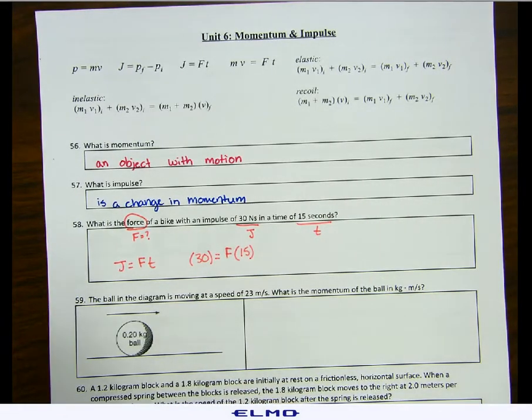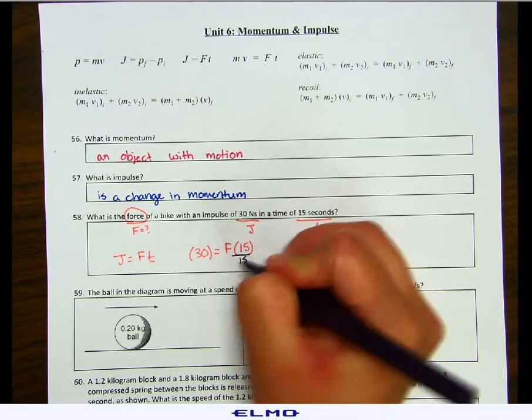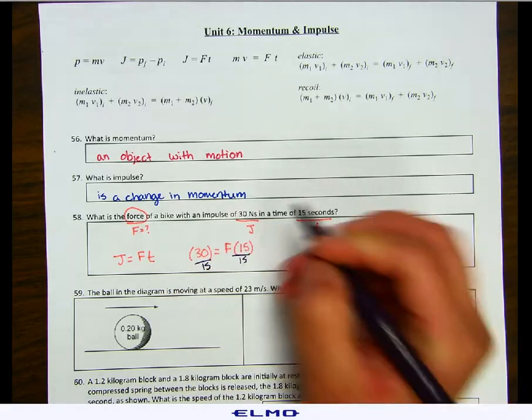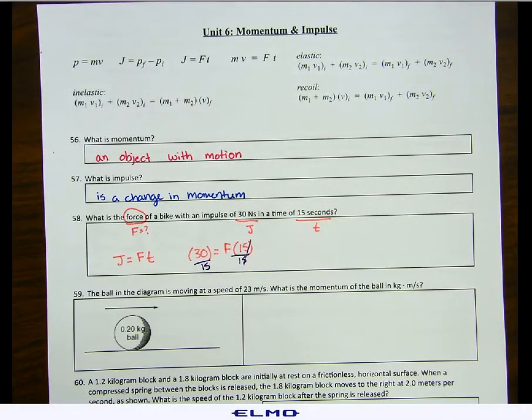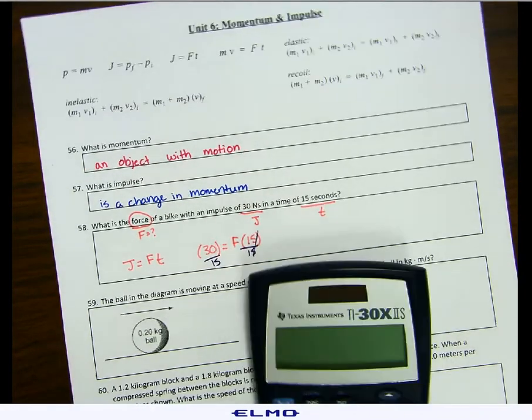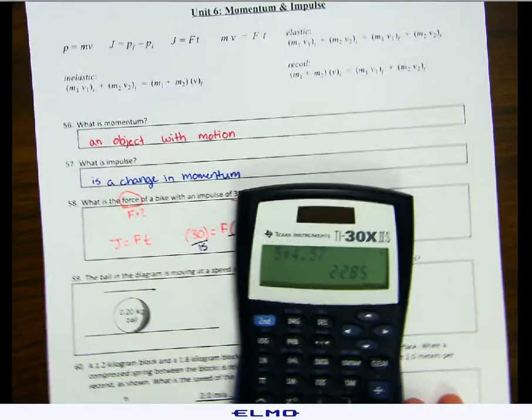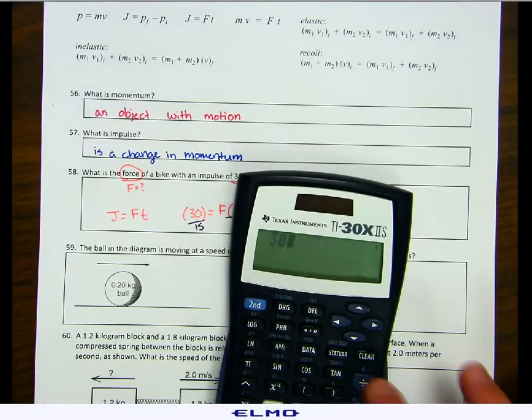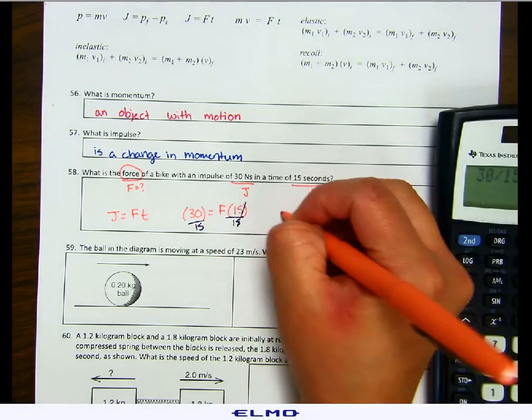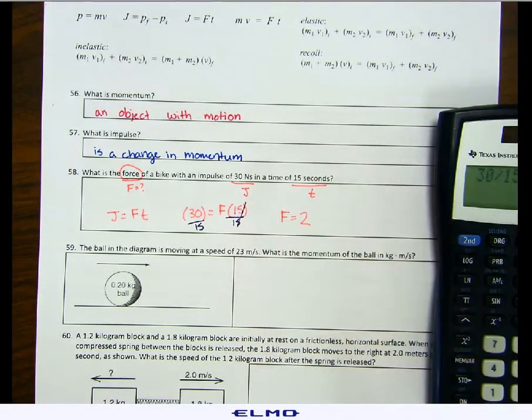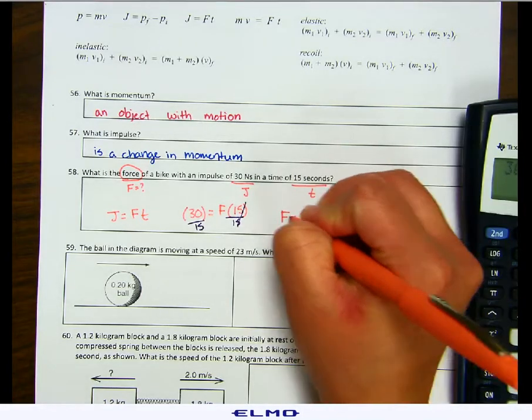So when you're solving this problem, all you have to do is divide both sides by 15. That cancels out over here. So 30 divided by 15 is 2. So your force is 2, and the units for force are newtons.